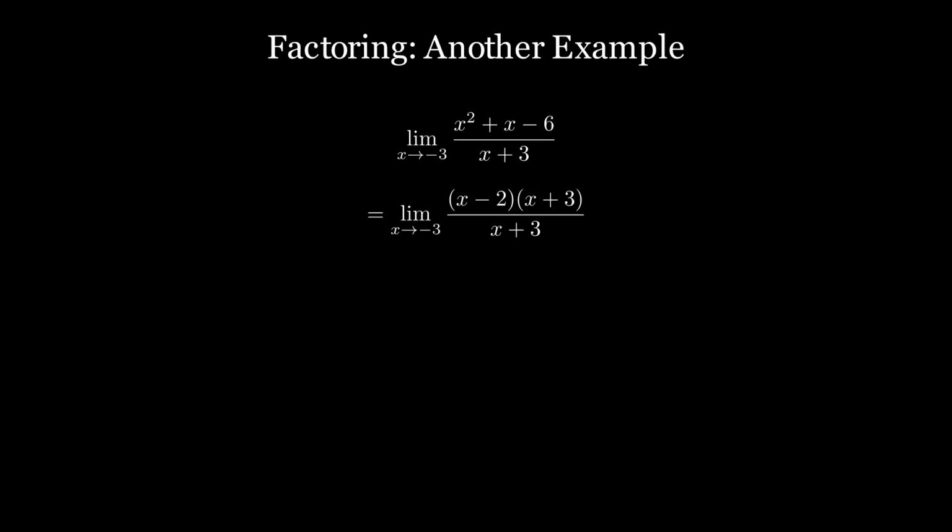Since x is approaching negative 3, x is not equal to negative 3. This means x plus 3 is not 0, so we can legally divide by it. This leaves us with the limit of x minus 2. Now we can use direct substitution on this simplified expression. We substitute negative 3 for x. Negative 3 minus 2 gives us our final answer, negative 5.